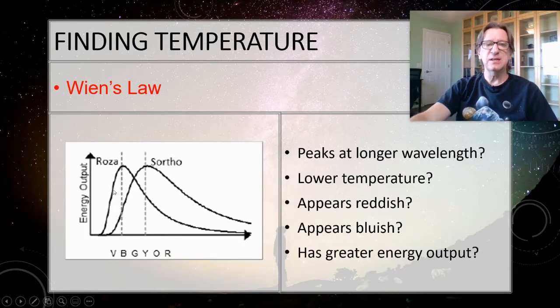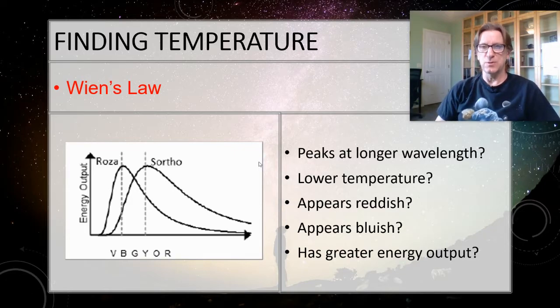All right, so here's a second example down at the bottom of page 2. It says, here's Rosa and here's Sortho. So Rosa peaks here, Sortho peaks here. So which one peaks at a longer wavelength, Rosa or Sortho? Pause the video, think about it, and write down your answer.